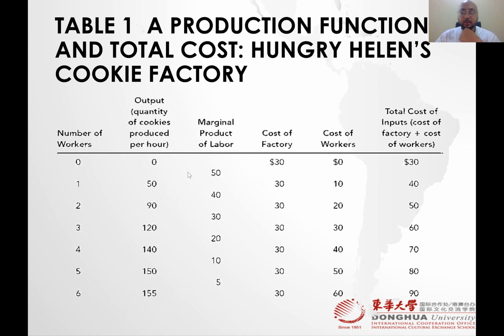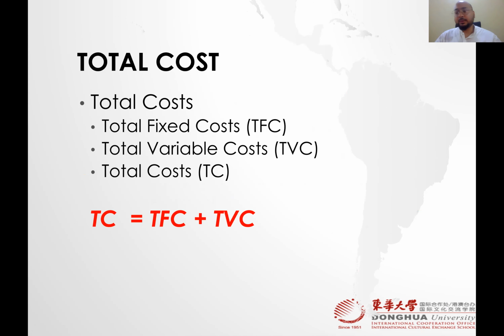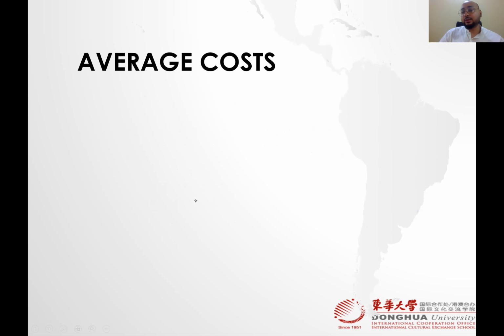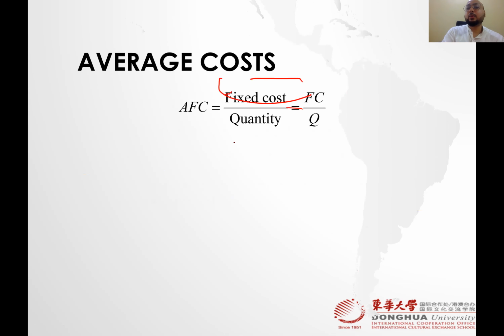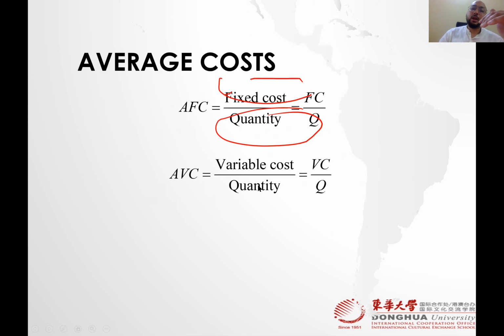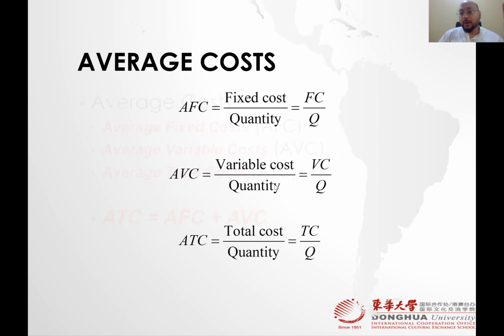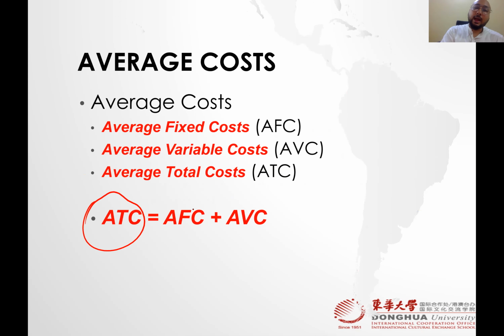Okay, here we go. And then we talked about the formulas. Total cost is equal to total fixed cost plus total variable cost. And then we talked about the average cost. Average cost is total cost divided by the quantity. Average fixed cost is fixed cost divided by quantity. Average variable cost is variable cost divided by the quantity. Average total cost is total cost divided by the quantity. We can also find the average total cost by adding average fixed cost and average variable cost, right?